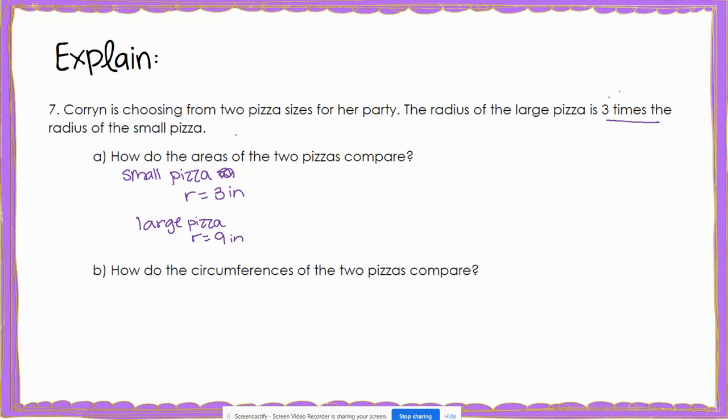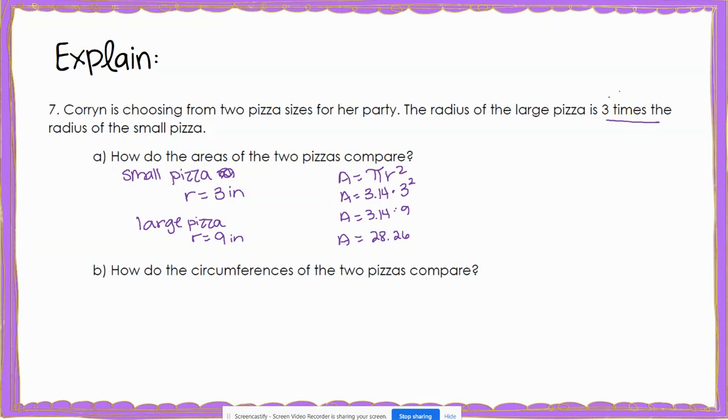Well, if I wanted to know how their areas compared, then I could just plug that into a formula. So area equals pi times radius squared. Well, for the small pizza, that would be 3.14 times 3 squared. So 3.14 times 9, and that gives us 28.26.